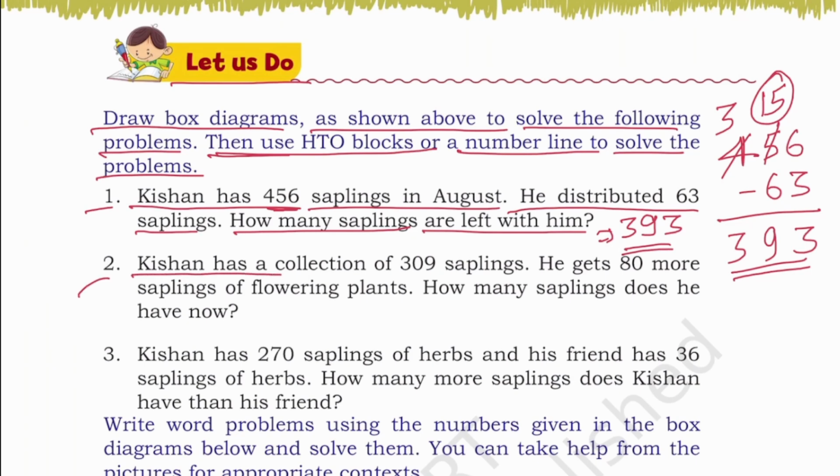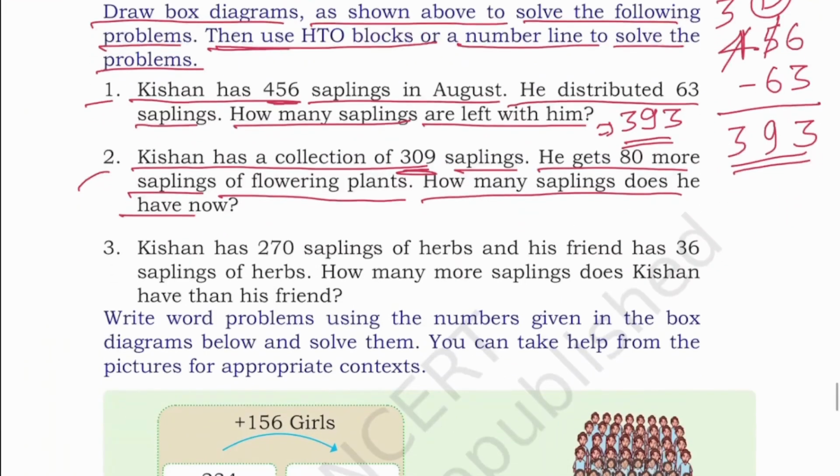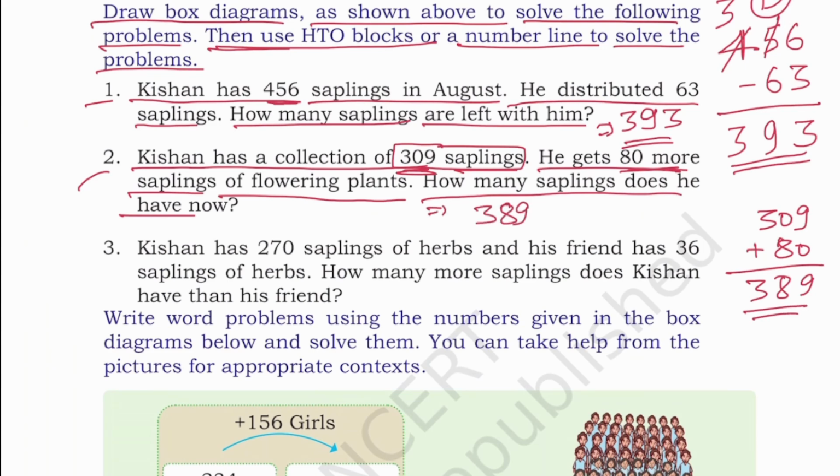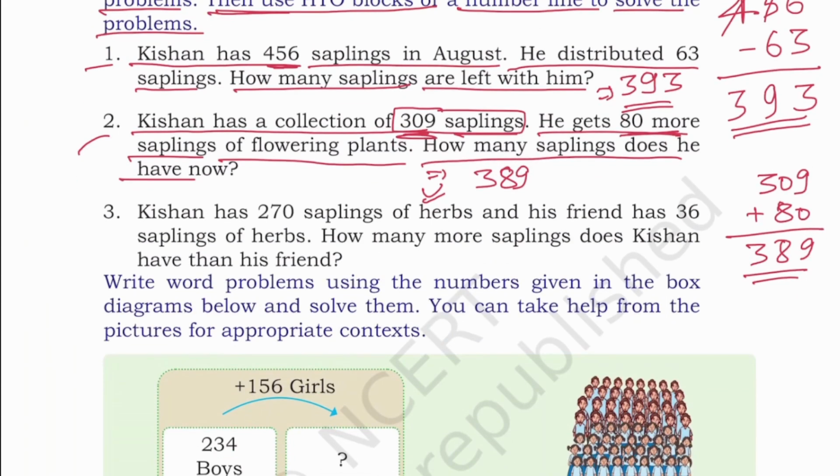Similarly, 2. Kisan has a collection of 309 saplings. He gets 80 more saplings of flowering plants. How many saplings does he have now? Kisan has 309 saplings. He gets 80 more, that means 80 is added to 309. That is 9, 8 and 3. The total number of saplings will be 389. You can use Dienes blocks, number line or the above said method.